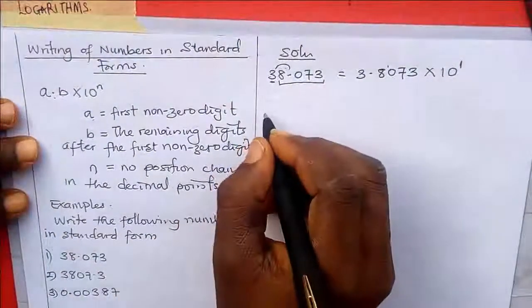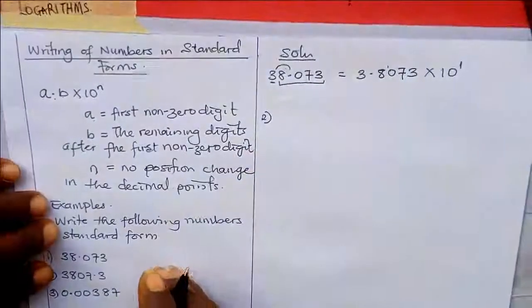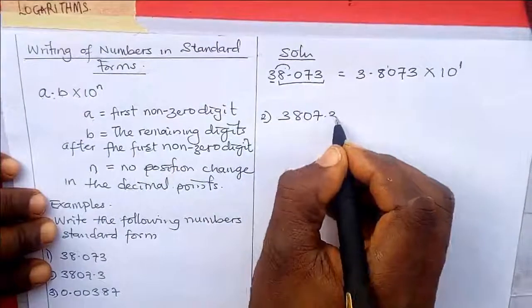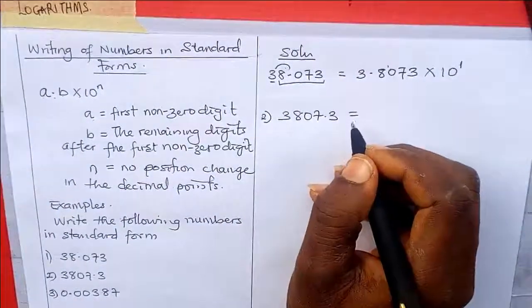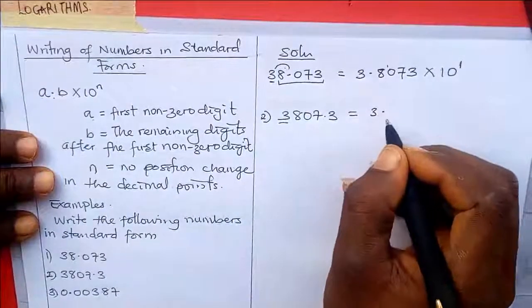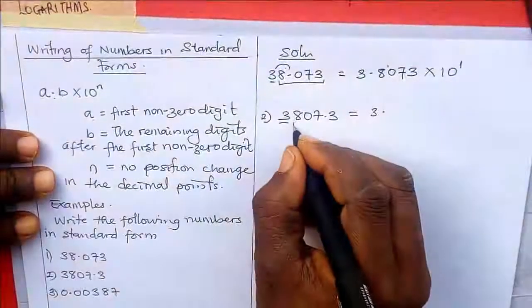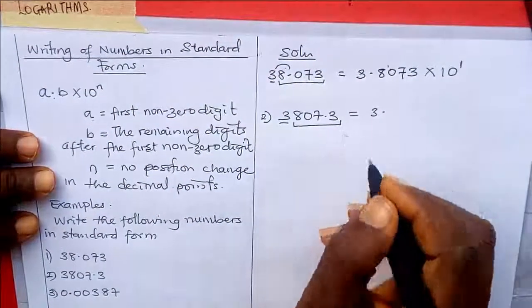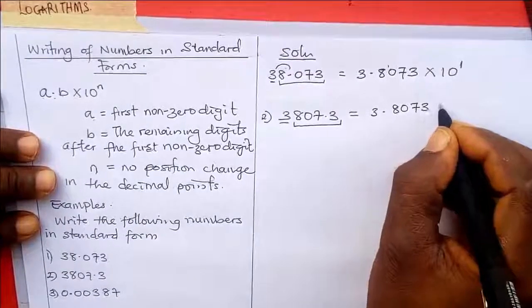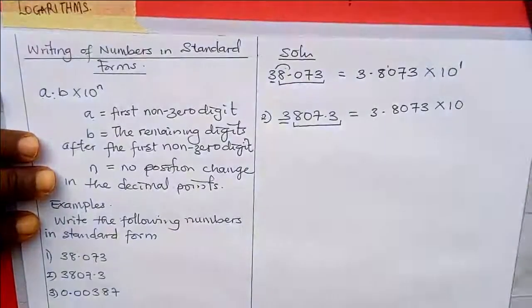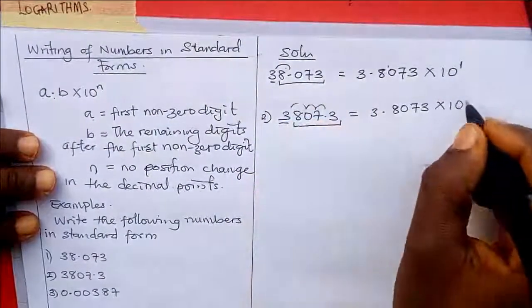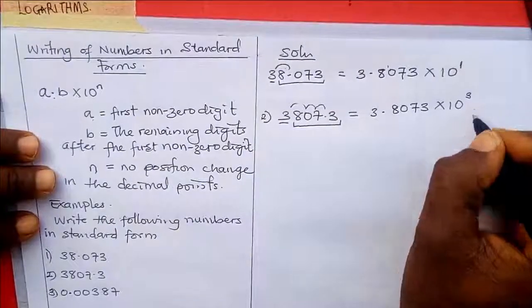So thank you. We take example 2. We have 3807.3, which is equal to, how do we get the first non-zero digit? 3. Point. The remaining digits after the first non-zero digit, I have 8073 times 10 raised to the power of, how many times did the decimal point move? 1, 2, 3. 10 raised to the power of 3.